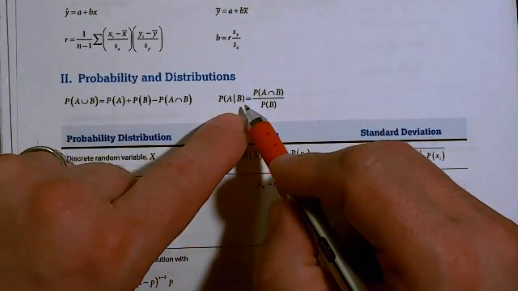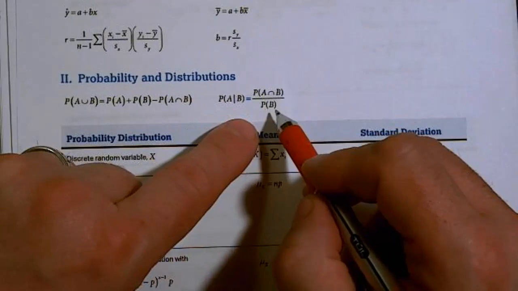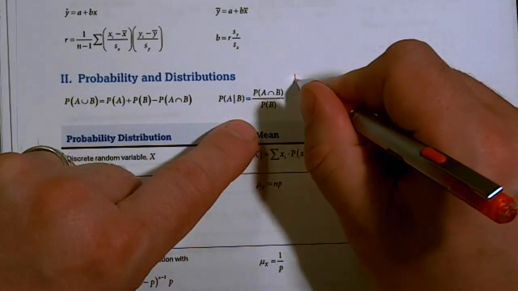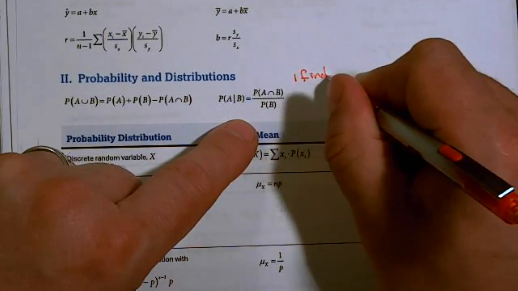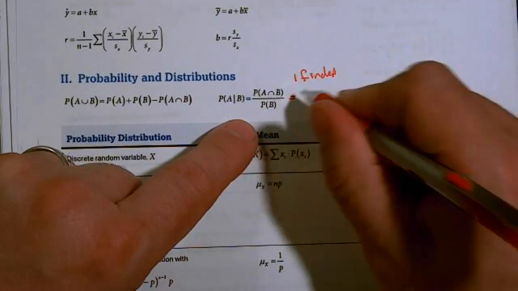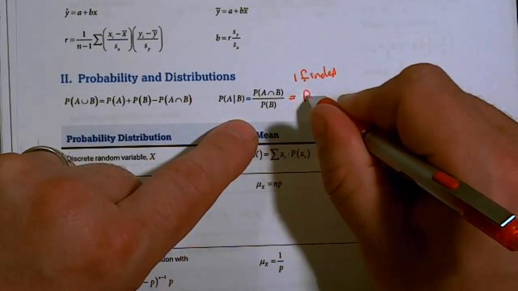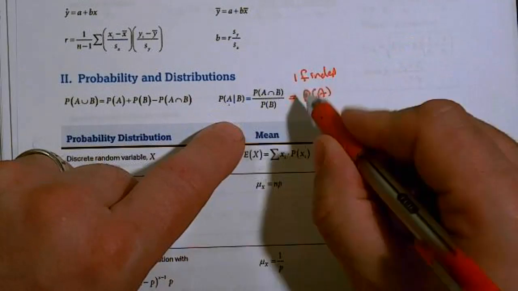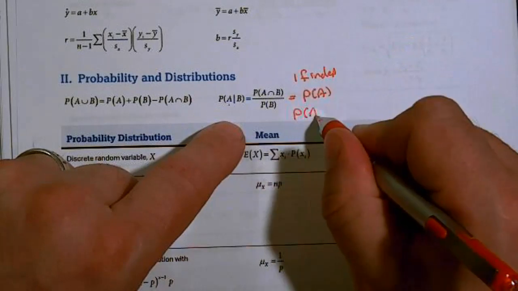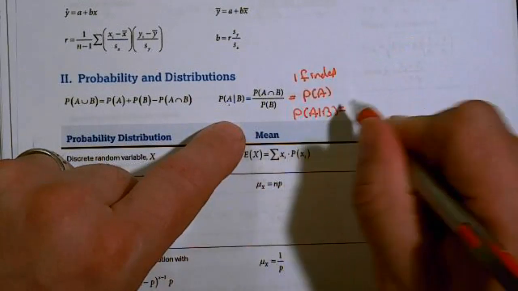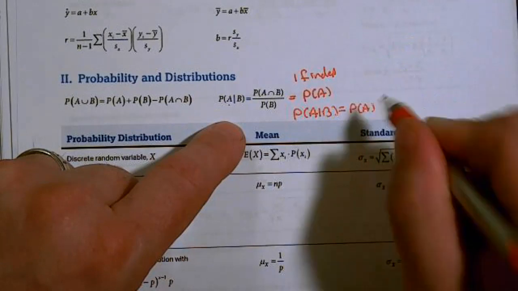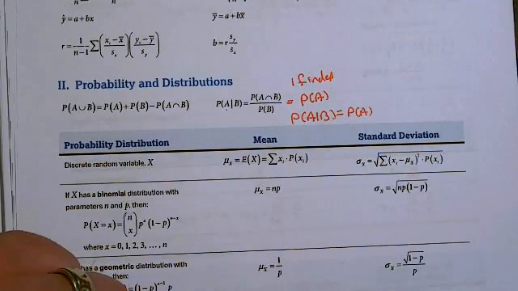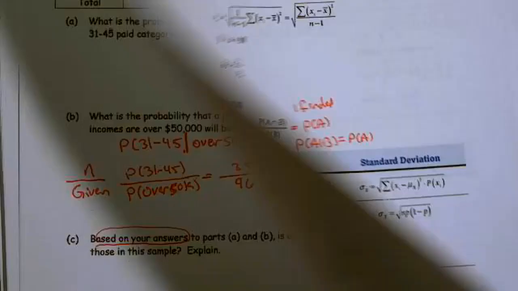By the way, I recommend you do this at the beginning of your test. Probability of A given B equals A and B over the probability of B. And if independent, equals the probability of A. So in other words, I can say the probability of A given B equals the probability of A. That's true if they're independent. And I would make that note at the very beginning of the test.